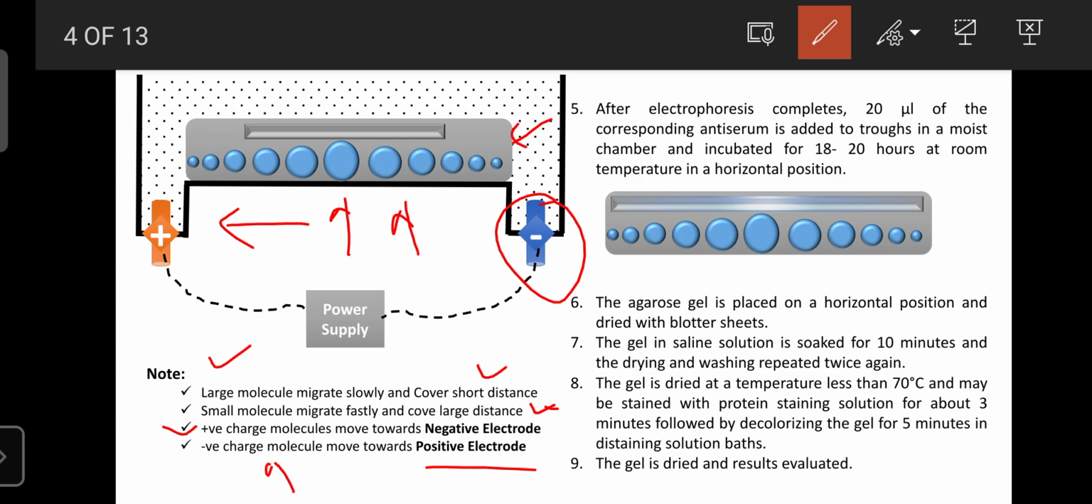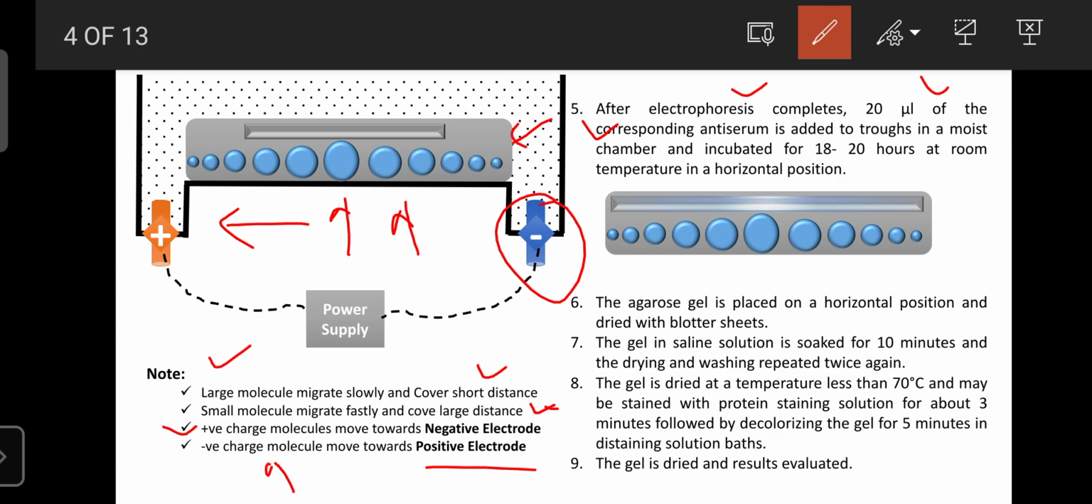After electrophoresis, which runs for 20 minutes at 100 volts, 20 microliters of the corresponding antiserum is added. You also need to identify the type of antigen. Initially it is not known which antigen is present in COVID, so you identify it first. Then, with the help of radioimmunoassay or any immunoassay technique, we can determine which antibody is needed to interact with that antigen to form the antigen-antibody reaction. Then only can it form the color. You can already find that out.